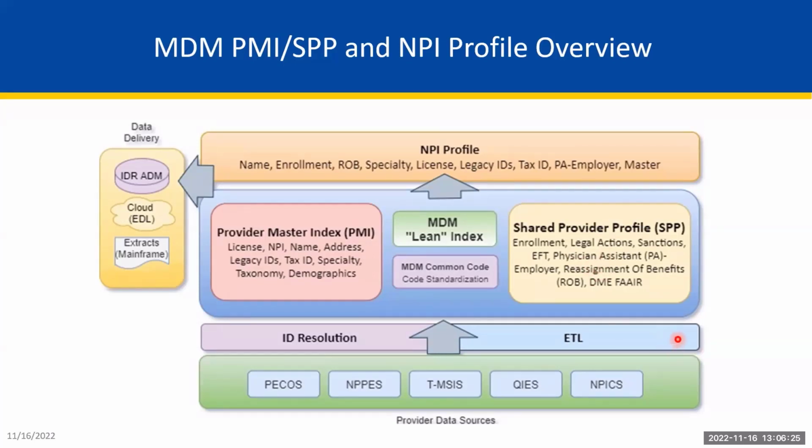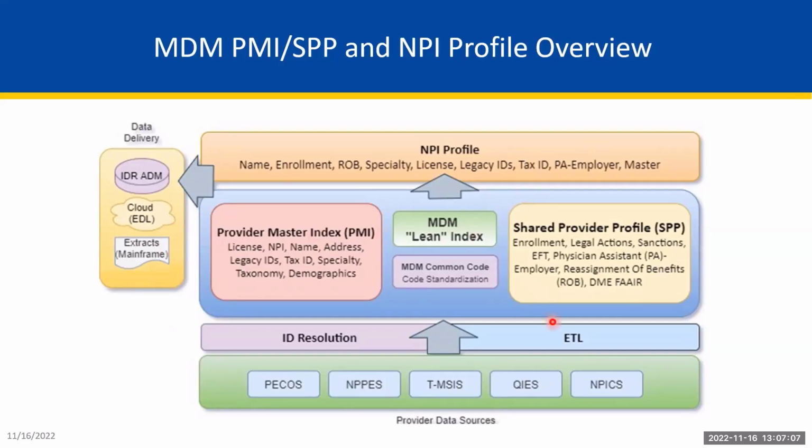So once we have all this information available in both our MPI profiles as well as our PMI SPP tables, there are various ways for you to access it. We have right now migrated into the AWS cloud environment. So we are making this data available, the PMI SPP as well as the MPI profiles, in both the CMS Enterprise Data Lake on Data Mesh. We also have it available still in the Master Data Management Analytic Data Mart. And we also have some extracts that we are still producing, but we hope to be retiring all of our extracts by the end of next year.